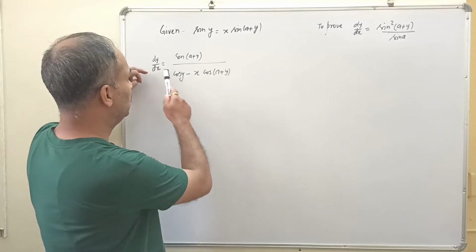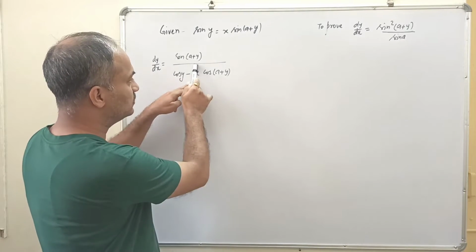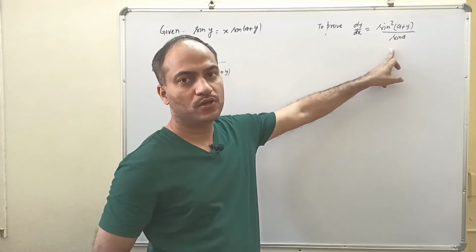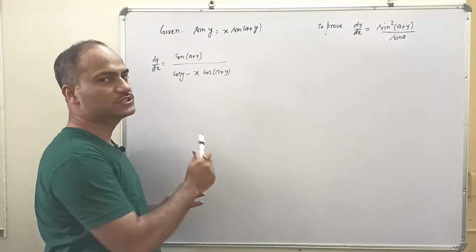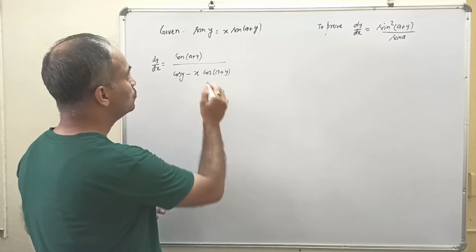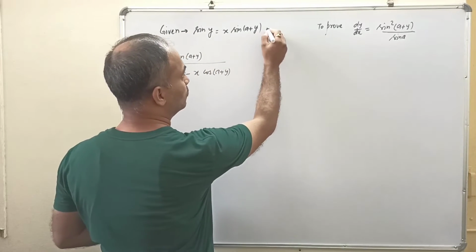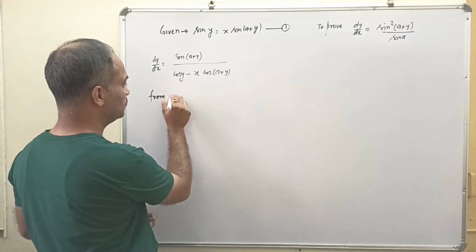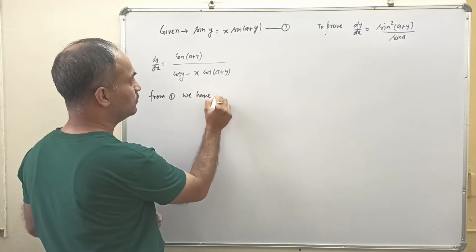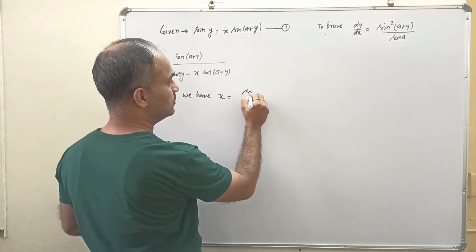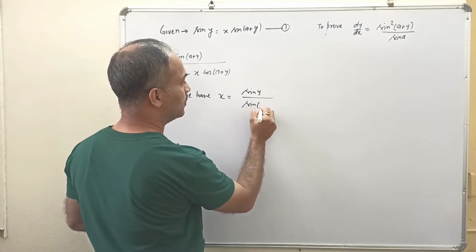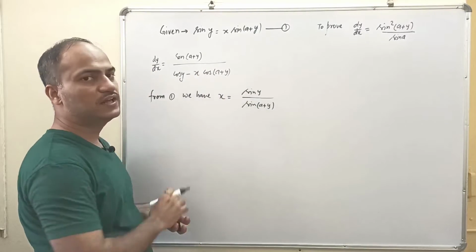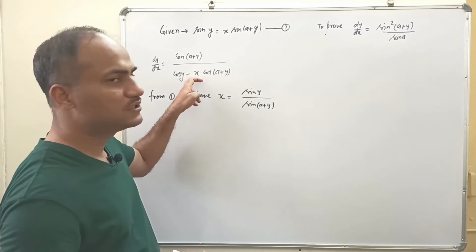We have seen that dy upon dx is this much, and here the value x is disturbing us. Whatever we have to prove, x is not there. So we have to do something to remove this variable x. Now what can we do? From equation 1, what can we see? From 1 we have x is equal to sin y upon sin(a plus y). If we replace this value in dy upon dx, we can certainly get rid of this variable x.